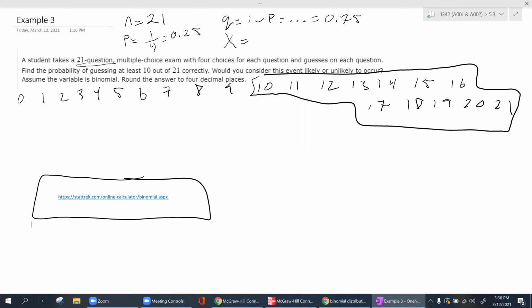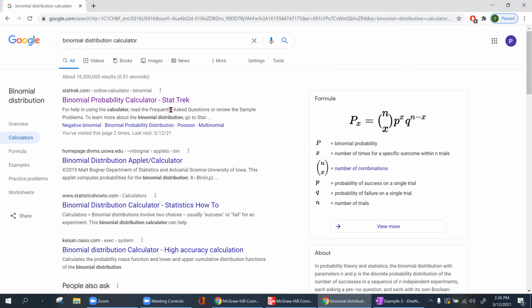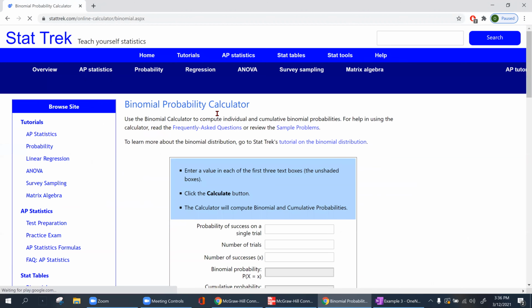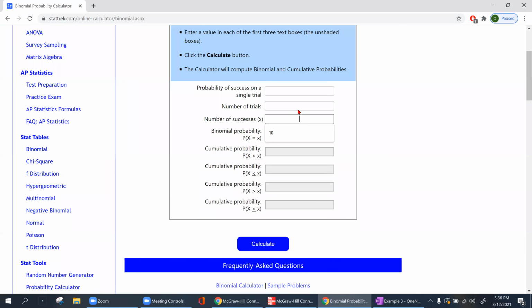Moreover, you can go to google.com and type in binomial distribution calculator. You're going to click on the first one, StatTrek, and it's going to pull up this binomial probability calculator, and you're going to find 3 inputs here. You're going to notice that you can't type in any of these, and that's fine because this is where your answers are going to be displayed.